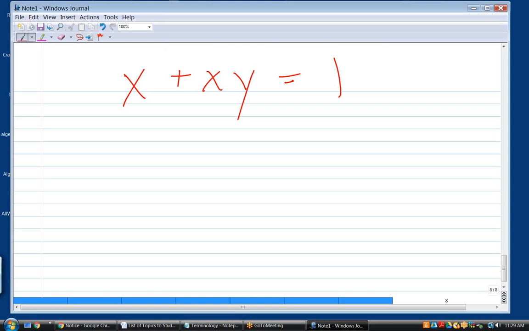So it's x plus xy. We can subtract x from both sides. So it'd be xy is equal to 1 minus x.